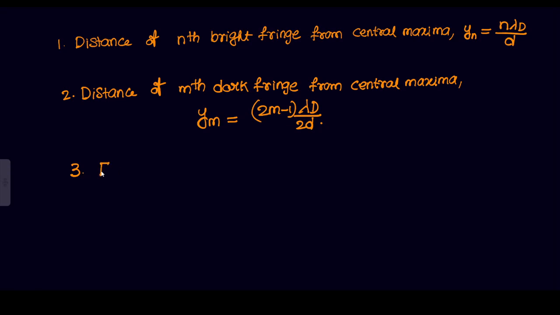Next, fringe width. Fringe width is called beta, which is given as lambda capital D by small d.